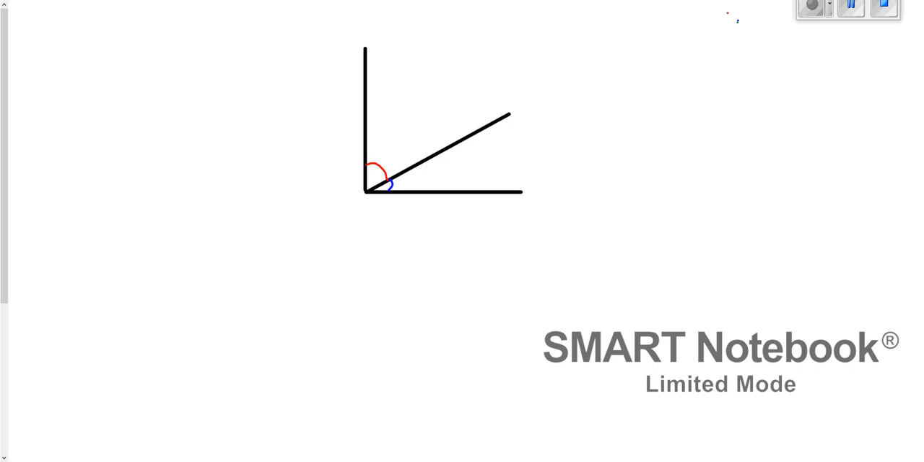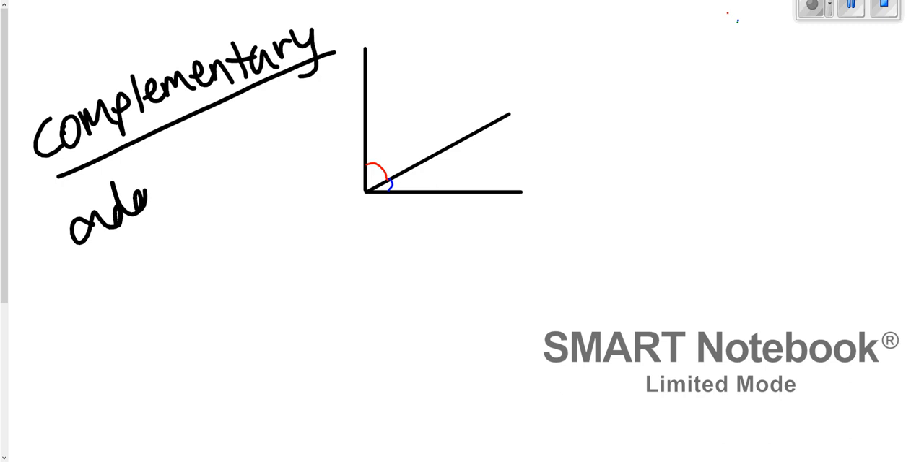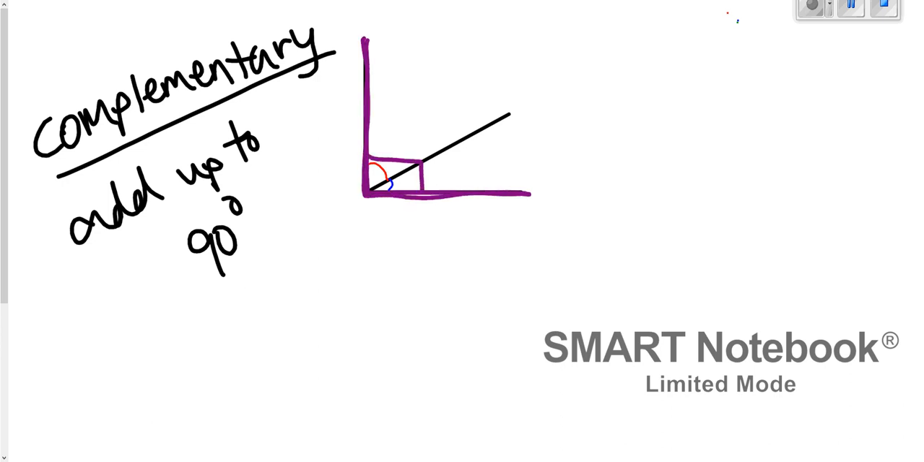These kinds of angles are called complementary angles. Complementary angles are angles that add up to 90 degrees. You can tell they're complementary because they make this nice perfect L, and they normally draw that little box for you. So that's complementary angles.